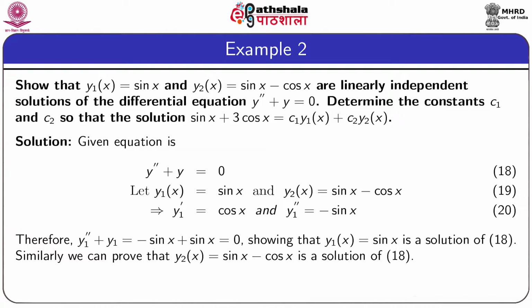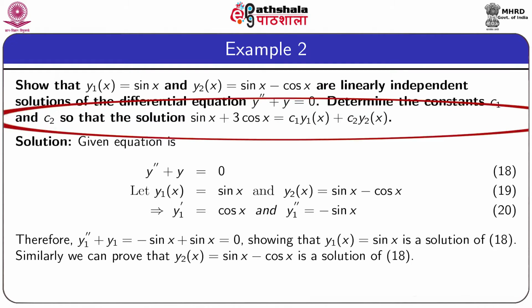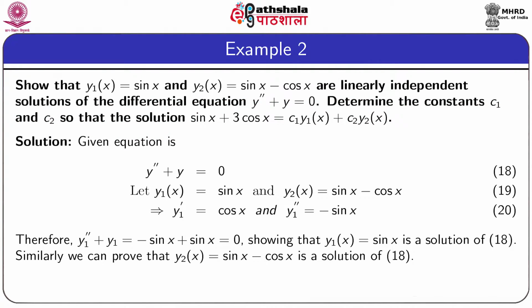In our next example, we have to show y1(x) equal to sin x and y2(x) equal to sin x minus cos x are linearly independent solutions of the differential equation y double dash plus y equal to 0. And in the second half of the problem, we have to determine the constants c1 and c2 such that the solution sin x plus 3 cos x is equal to c1 y1(x) plus c2 y2(x).